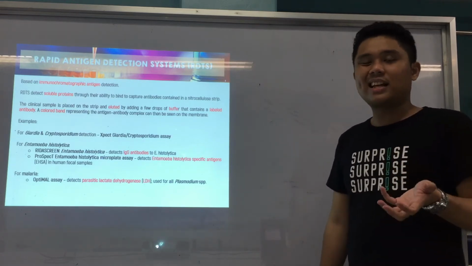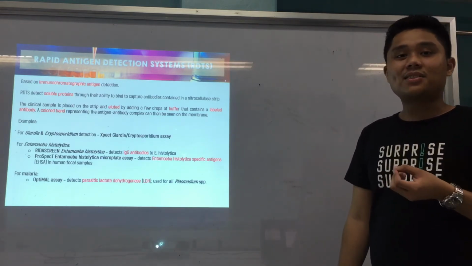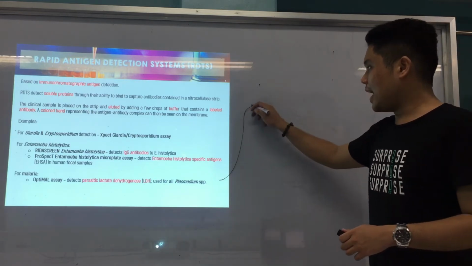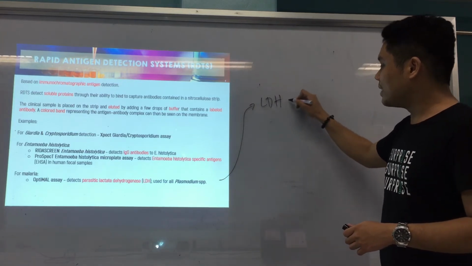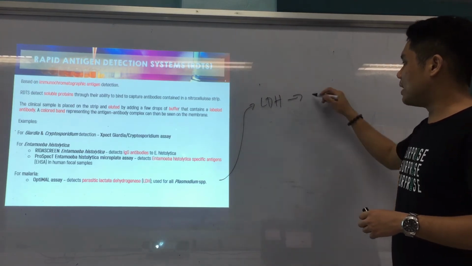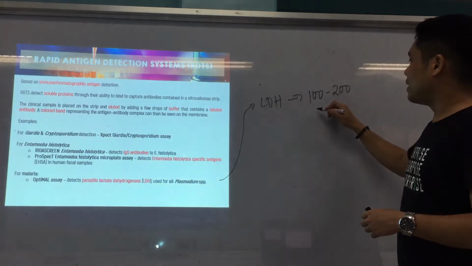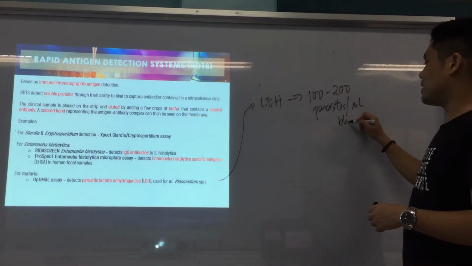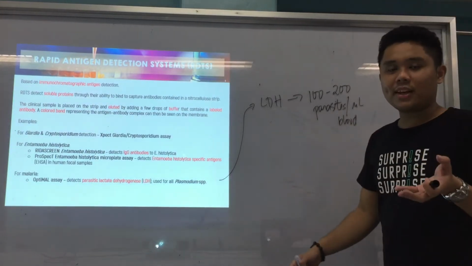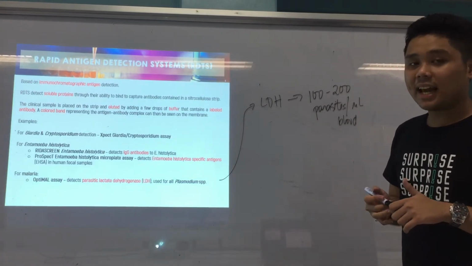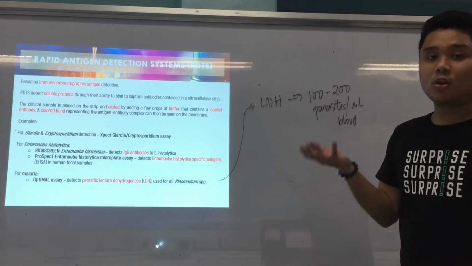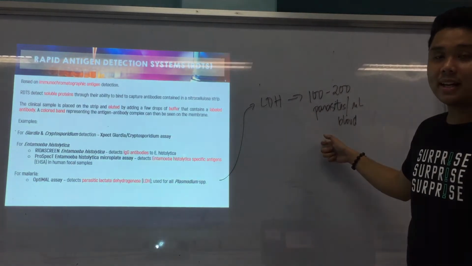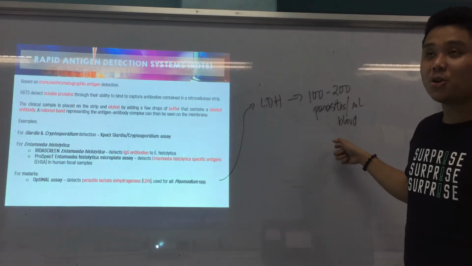So once parasitic LDH is detected in the system, it indicates that the patient has a Plasmodium infection. And the LDH of the parasite is detected if the amount of parasites in the blood is about 100 to 200 parasites or Plasmodium per microliter of blood. Please take note. So that is the parasitic LDH sensitivity of the test, OptiMAL.